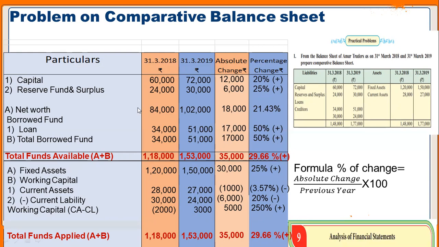This is the comparative balance sheet in vertical form. So see, liability side 29.66% and asset side 29.66% is tallied. This is the balance sheet in vertical form for comparative balance sheet.